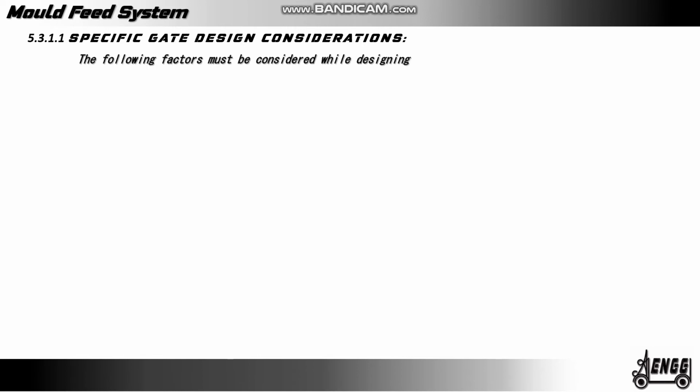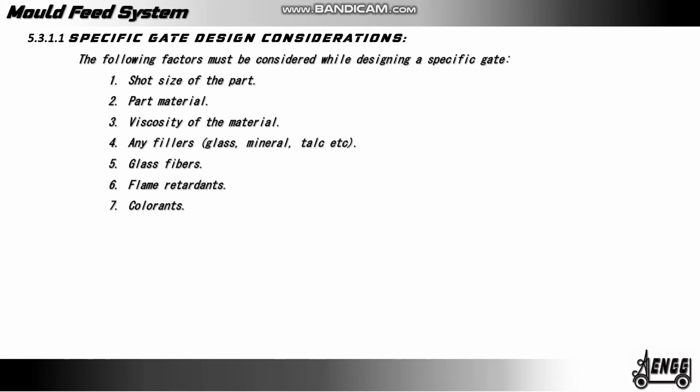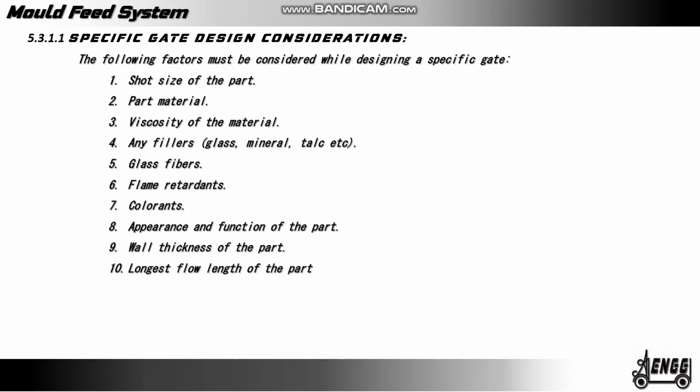Specific gate design considerations. The following factors must be considered while designing a specific gate. 1. Shape and size of the part. 2. Part material. 3. Viscosity of the material. 4. Any fillers: glass, minerals, etc. 5. Glass fibers. 6. Flame retardant. 7. Colorants. 8. Appearance and function of the part. 9. Wall thickness of the part. 10. Longest flow length of the part. 11. Molecular orientation of the part. 12. Required cycle time.